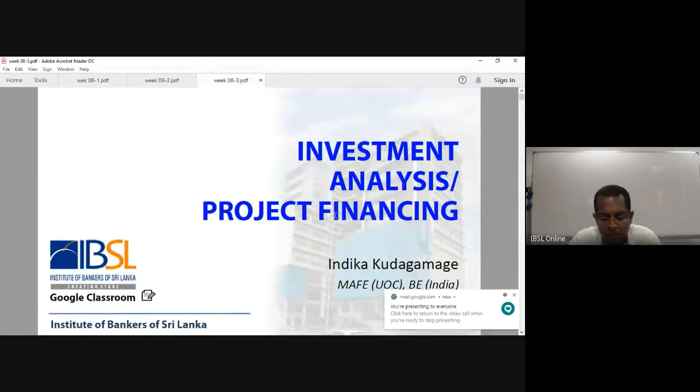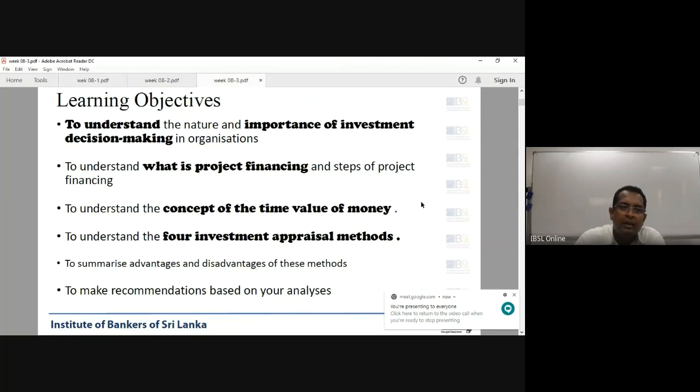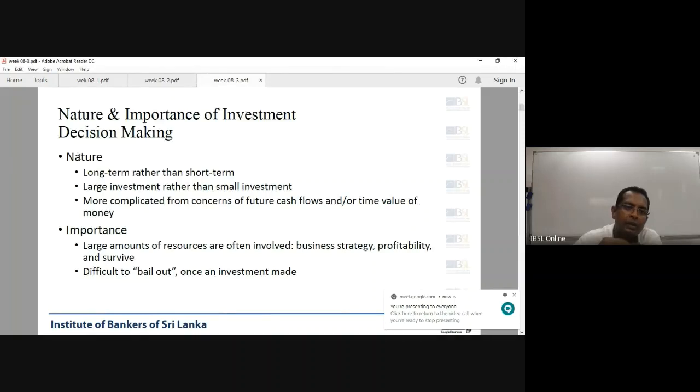Investment analysis and project financing. Okay, so project financing, what is it? It is long-term, large-scale project lending for a longer period. Nature: long-term, large investment, more complicated. Importance: a large amount of resources is needed.